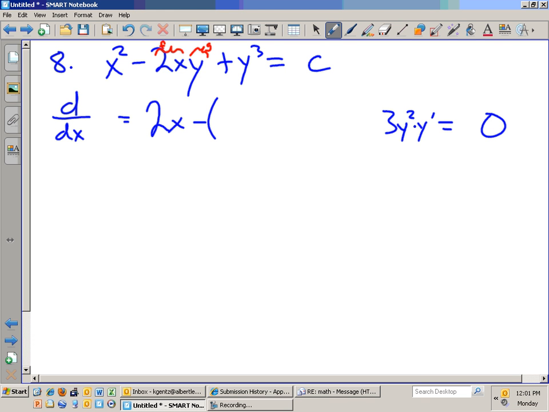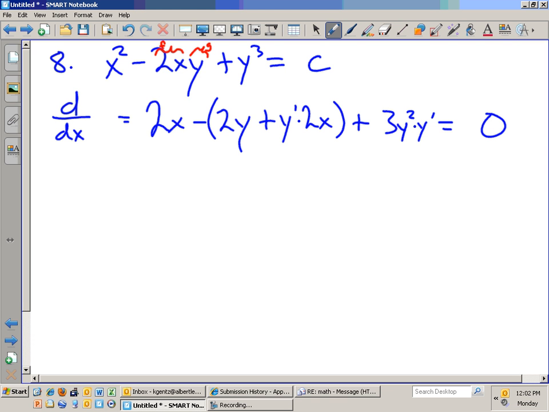The product rule says the derivative of the first, which is, I used up my negative in front, so 2, times y. So the derivative of f times the second left alone, plus the derivative of the second. What's the derivative of y? Y prime times the first left alone. And that's it.